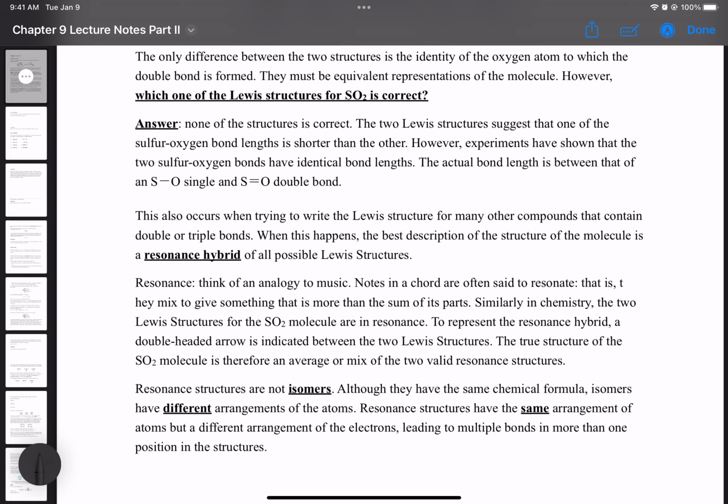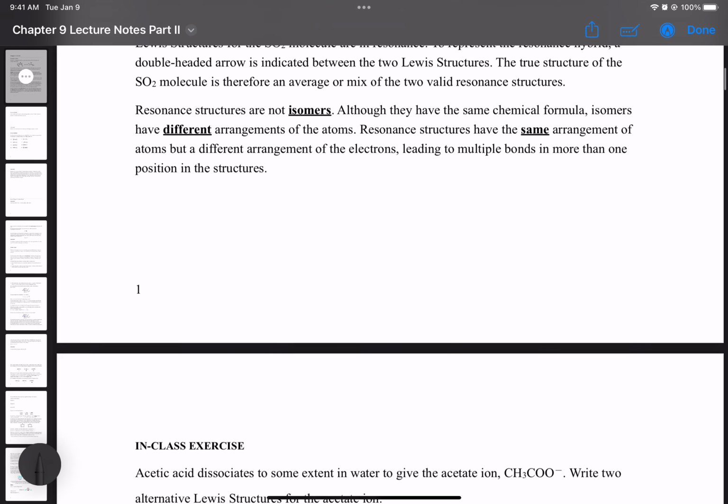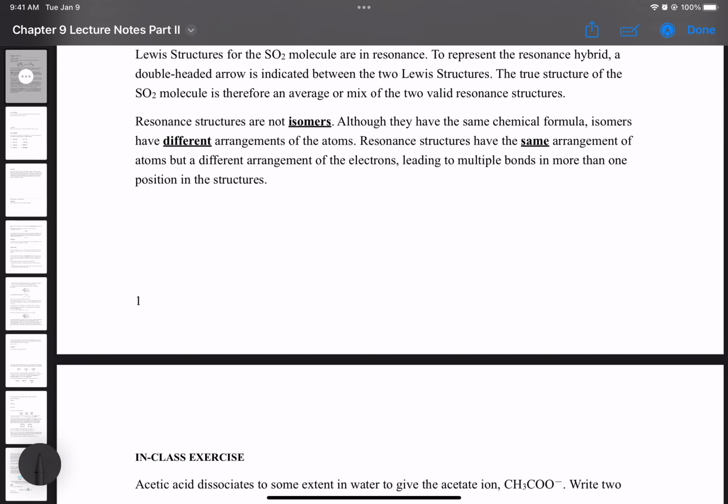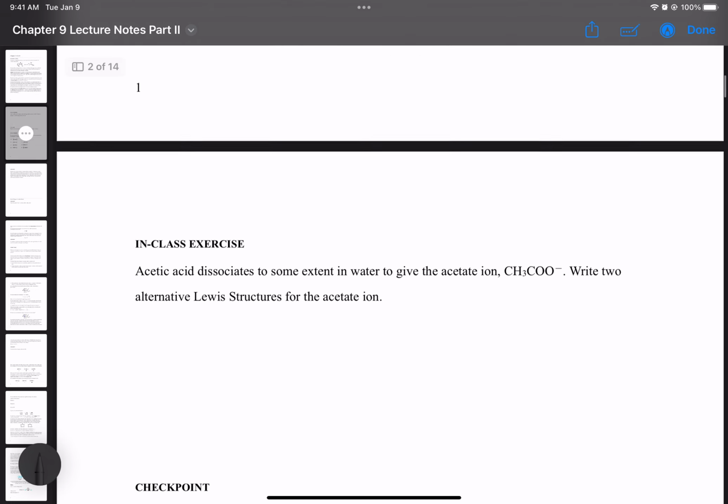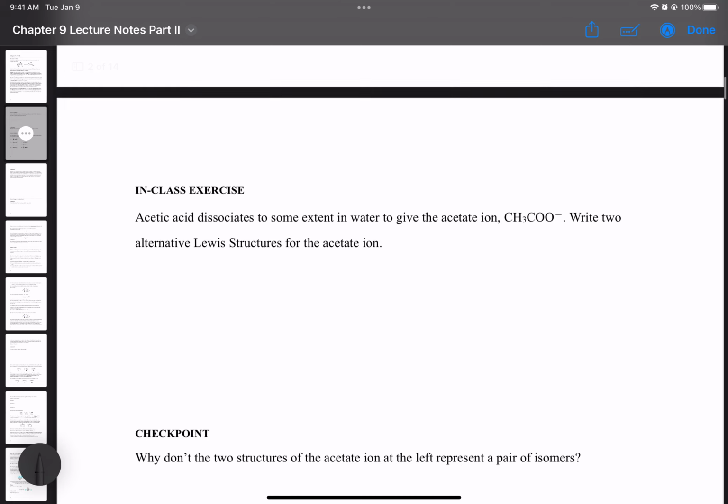So a different arrangement of the electrons can lead to different arrangements of double and single bonds around the atoms, but generally speaking, the positions of the atoms are at the same coordinates in both structures. All right, so let's move on to this exercise where we'll demonstrate how to draw resonance structures.